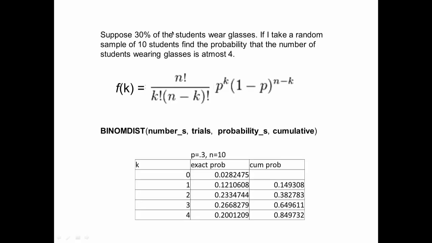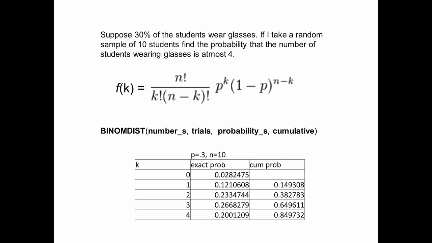Okay, let us look at another problem. 30% of the students wear glasses. If I take a random sample of 10 students, find the probability that the number of students wearing glasses is at most 4. At most 4 means you can have different outcomes: you may get no one wearing glasses, we may get 1, we may get 2, we may get up to 4 wearing glasses. So we have 30% of students, so here p is equal to 0.3 and n is equal to 10, and then you want to look at the various conditions of 1, 2, 3, 4 students wearing glasses.